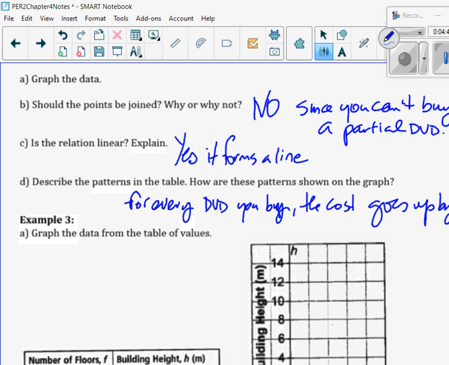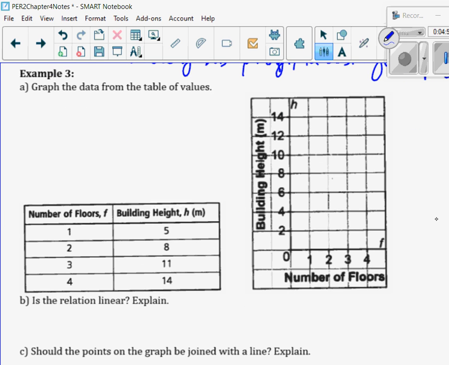Okay, so now we're going to graph the table of values. It looks like it's the number of floors and the height of the building. So the number of floors. One floor means it's 5. So notice there's not a 5 there, so I'm going to plot it between 4 and 6. At 2, it's 8. That's pretty obvious where to plot it. 3, it is at 11. And 4, it's at 14. So you can see visually this forms a line.